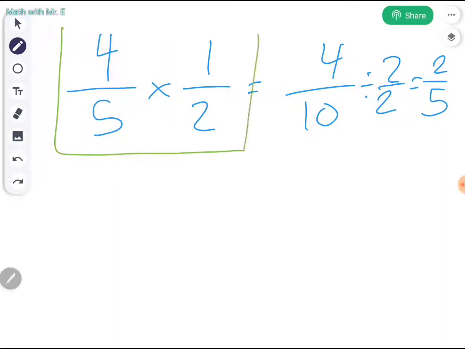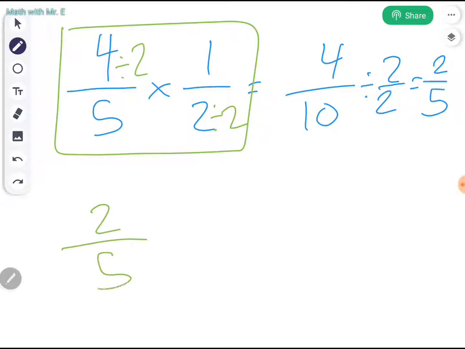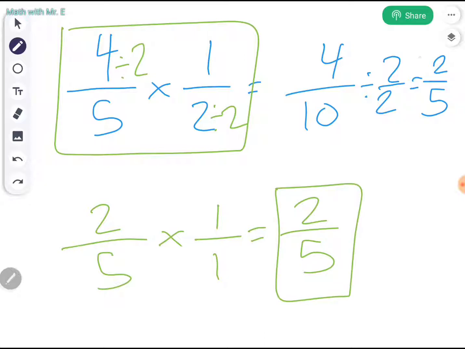So if we did that, let's look here. I know I can divide 4 and 2 by 2. So we'll rewrite our problem. 4 divided by 2 equals 2/5 times 1 over 2 divided by 2, which is 1. And we have 2 times 1 equals 2. 5 times 1 equals 5. So again, we get the same answer, but we don't have to simplify afterward because we did our simplifying beforehand.